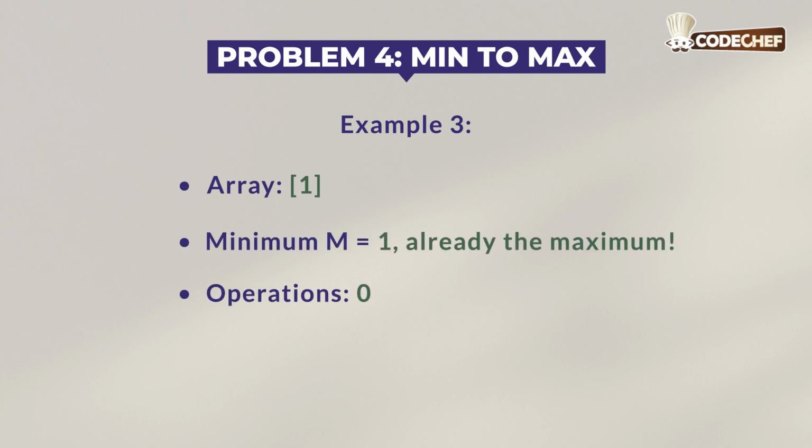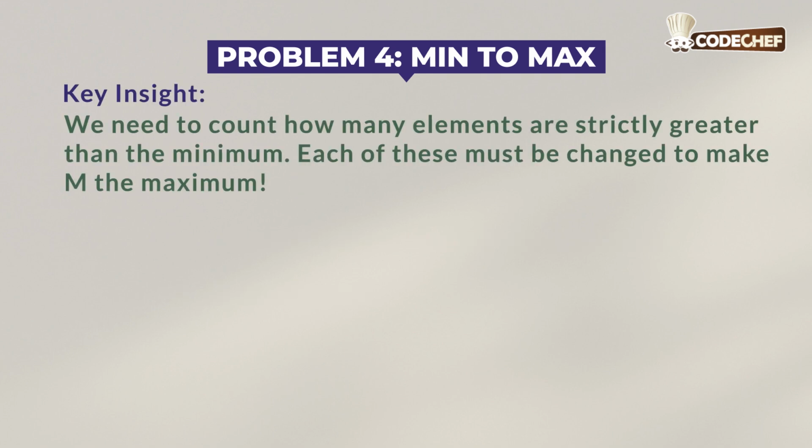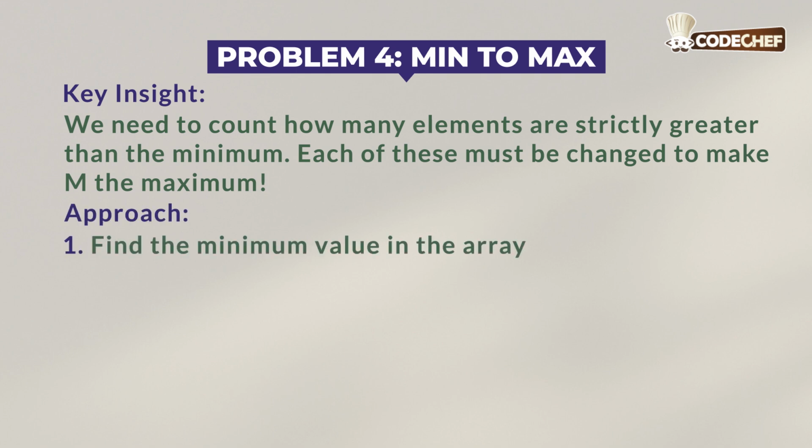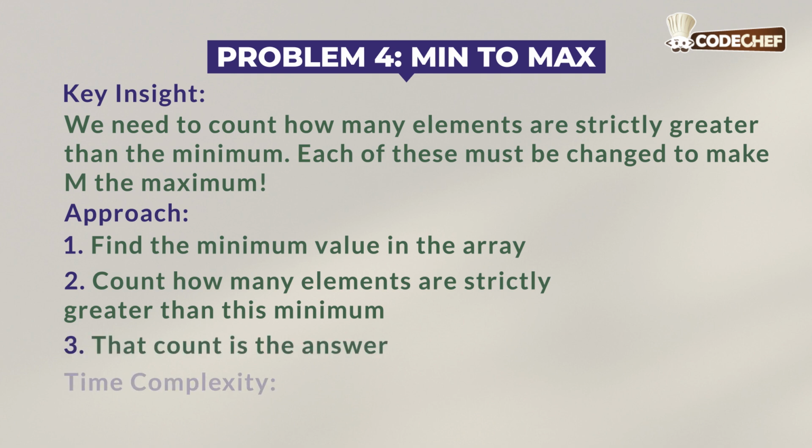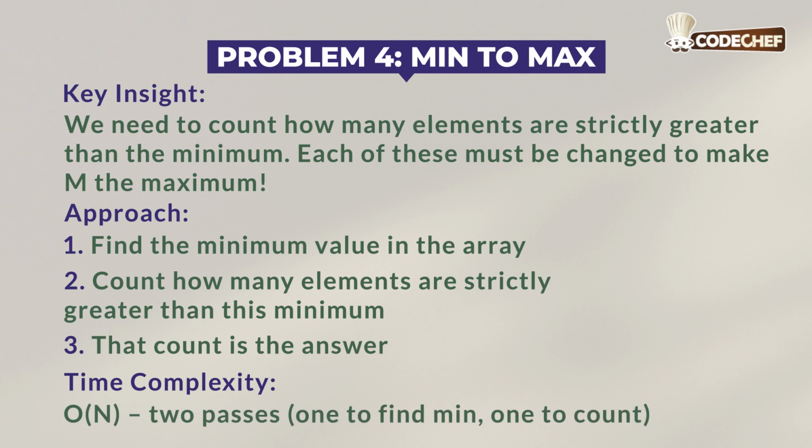So 0 operations. We need to count how many elements are strictly greater than the minimum. Each of these must be changed to make m the maximum. So the approach is to find the minimum value in the array, count how many elements are strictly greater than this minimum, and that count is the answer. The time complexity is big O of n, 2 passes, 1 to find the minimum and 1 to count.